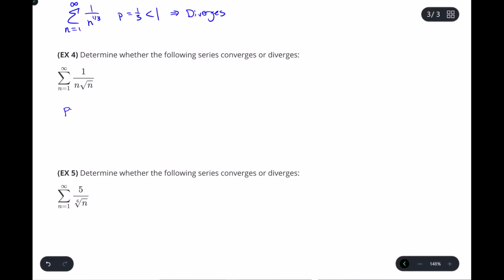But these next examples, let's walk through them. Here, I think I can write this as a p-series, all right, where n times the square root of n would be n to the first times n to the 1/2, which would be n to the 3/2. So p is equal to 3/2, which is greater than 1. So this converges by the p-series test.